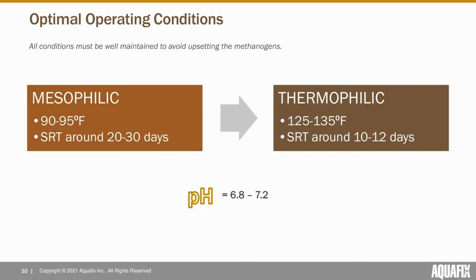All right, so we have some optimal conditions for anaerobic digesters. You have the mesophilic digesters and the thermophilic digesters, which typically thrive at 95 degrees Fahrenheit for mesophilic digesters, and 125 to 135 Fahrenheit in thermophilic digesters. You also tend to have a solids retention time about 3 times longer in a mesophilic system versus a thermophilic system, to give you an idea of how much more efficient a thermophilic digester can be. You also have an ideal pH of 6.8 to 7.2.